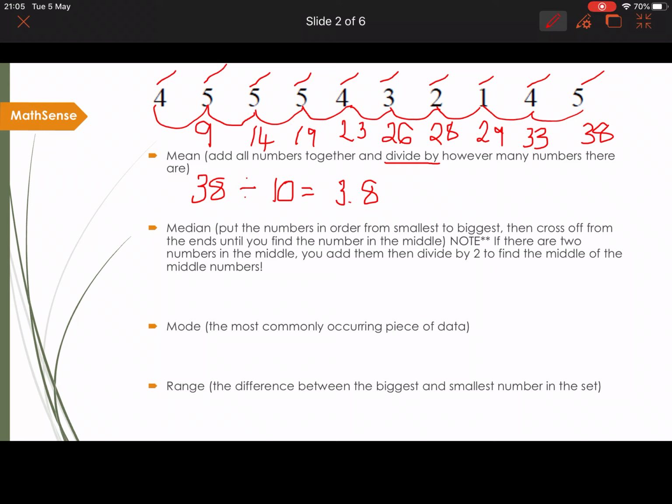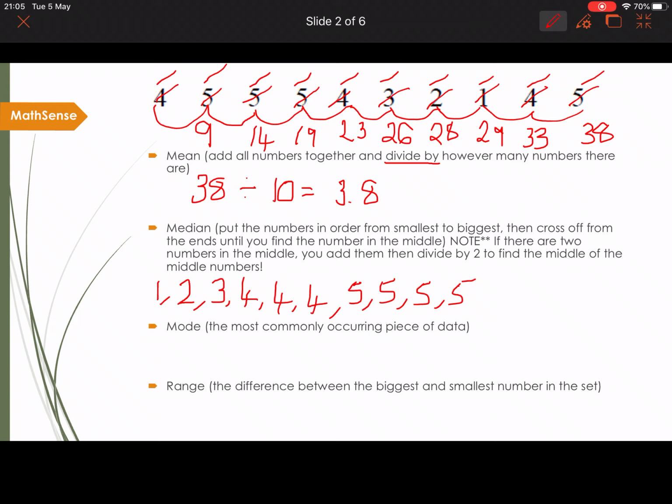So putting my numbers in order first, I can see that 1 is the smallest number in the list. I can see that there is a 2 in my list, there is a 3 in my list, and it's good practice to cross them off as you go. So I have the 1, I have the 2, and I have the 3. I can also see there are 1, 2, 3 4s, so I will write them in now. And there's 1, 2, 3, 4 5s, which I will put in now. So I've put them in order from the smallest to the biggest.